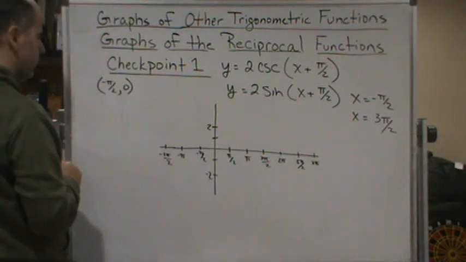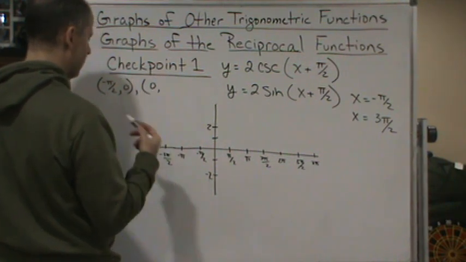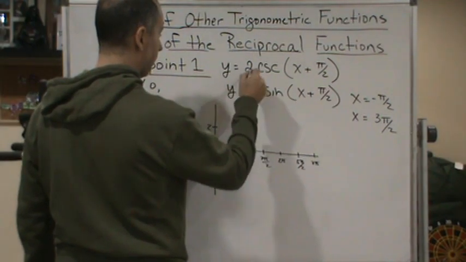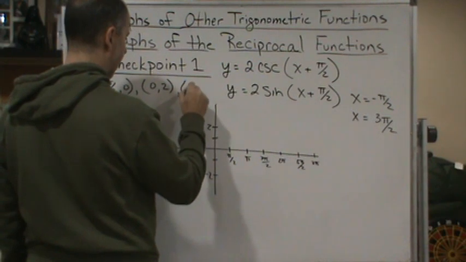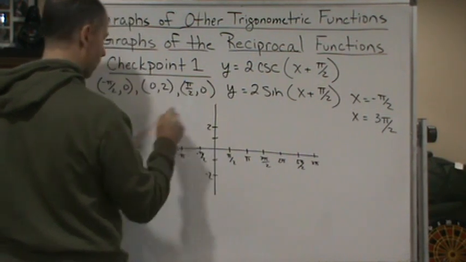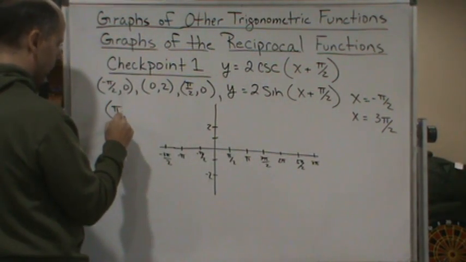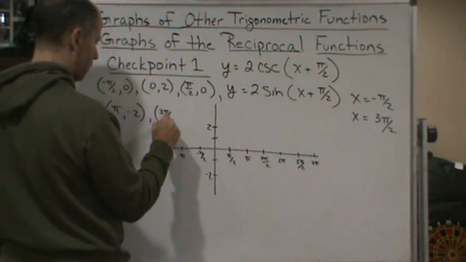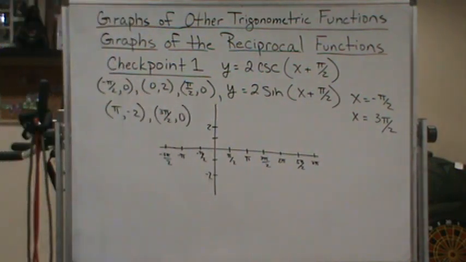Okay? So it starts at 0, and then at 0 it's going to go up to its maximum, which in this case is going to be 1, but we're multiplying it by 2, so the maximum is going to be 2. And then at pi over 2, it's going to go back down to 0, right? And then at pi, it's going to go down to negative 2. And then finally, at 3 pi over 2, it's going to come back to 0, where it started.